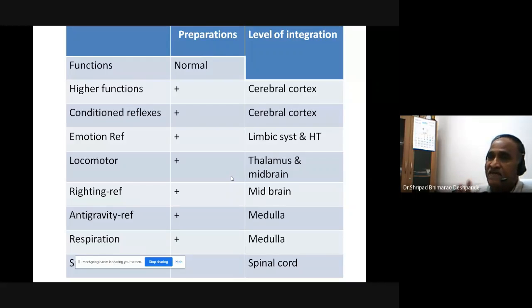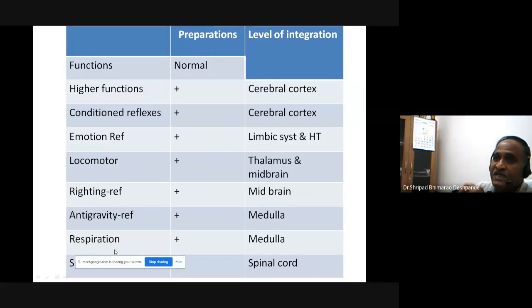Righting reflexes, I mentioned in the last class. These are centered in the midbrain, except for the optic righting reflex, which is located in the occipital cortex. Then anti-gravity reflexes, these are located in the reticular activating system of the medulla. They will exert their action on the anti-gravity muscles, mostly the extensor group of muscles. They try to make the body a pillar, holding on against gravity. So the center is in the medulla.